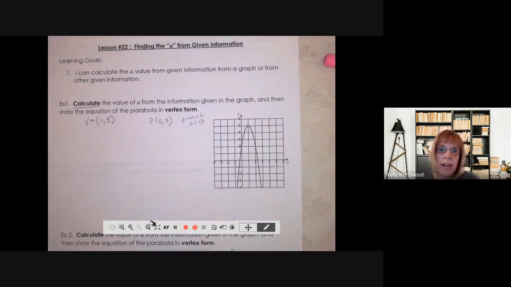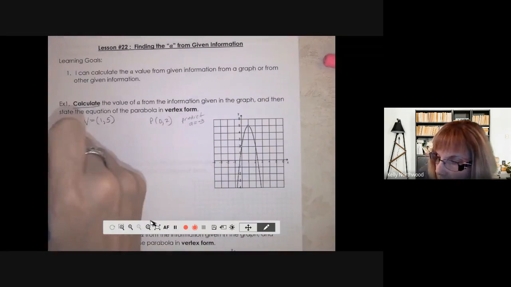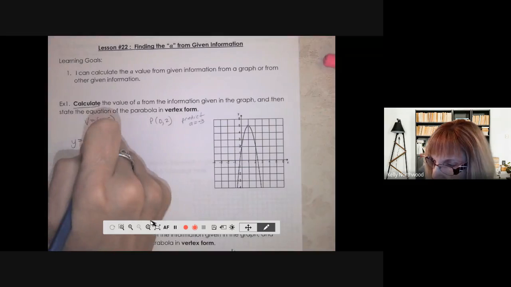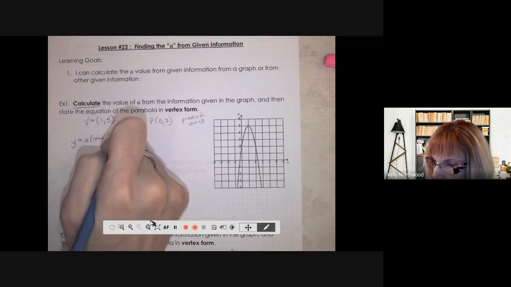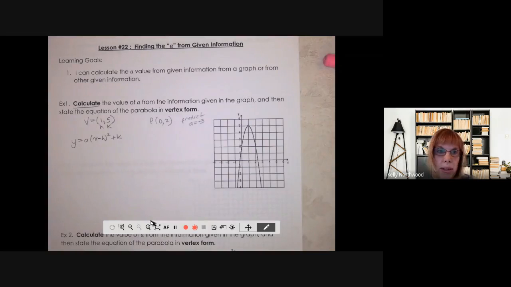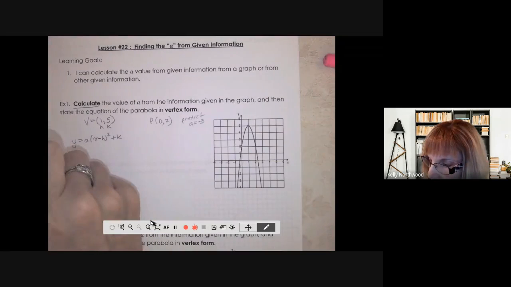But we're starting off with an easy one so we can see the steps that you would take for a harder one. So because we're given the vertex in this case, we want to start off with our vertex form, our general formula. And I would substitute in the things that I know right now, which are the H and the K.